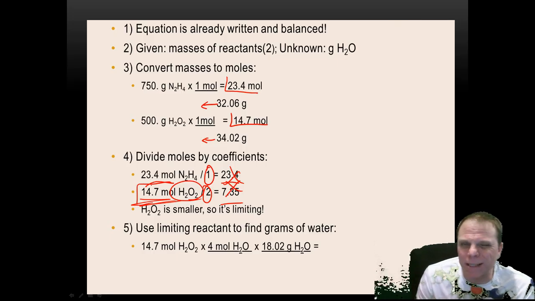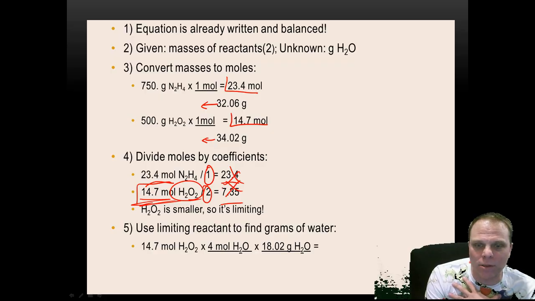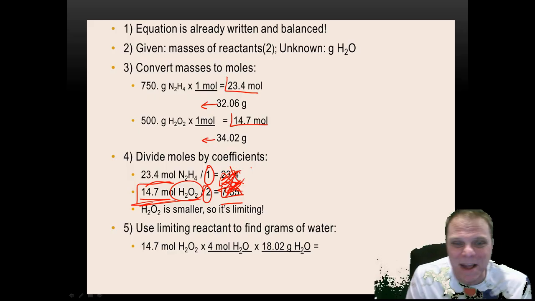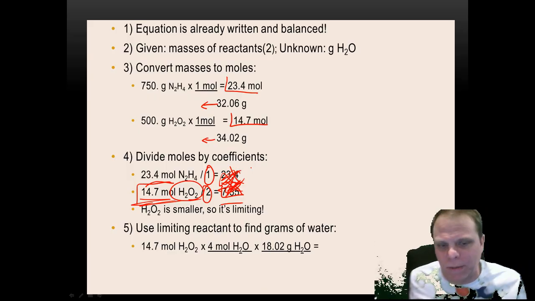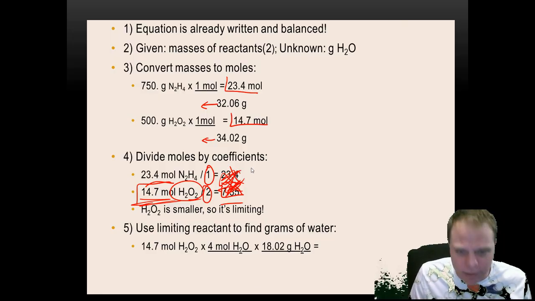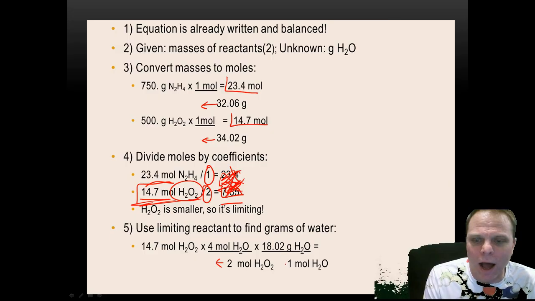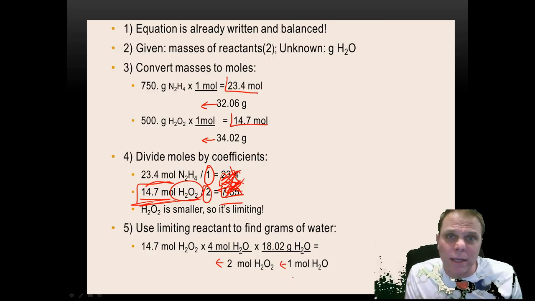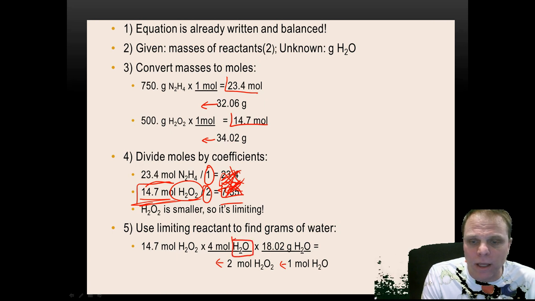Again, that's why sometimes I don't like to use this method, because it confuses students and they try to use these numbers. They try to use the 7.35 or the 23.4. No, don't do it, okay? You've got to go back to the number of moles. Those numbers don't really mean anything. It's just helping you figure out which one's limiting. Okay, so now I go back to the moles. And again, I apologize, these things are a little bit offset. And so I use my mole ratio. Where am I trying to go? Remember, I've done a lot of stoichiometry problems now.